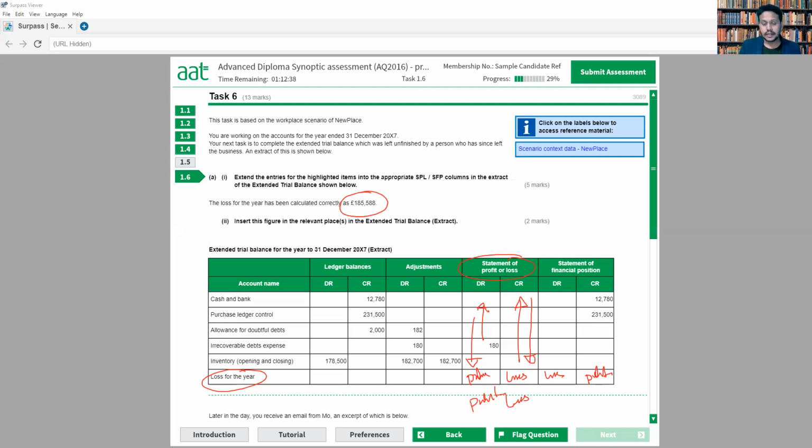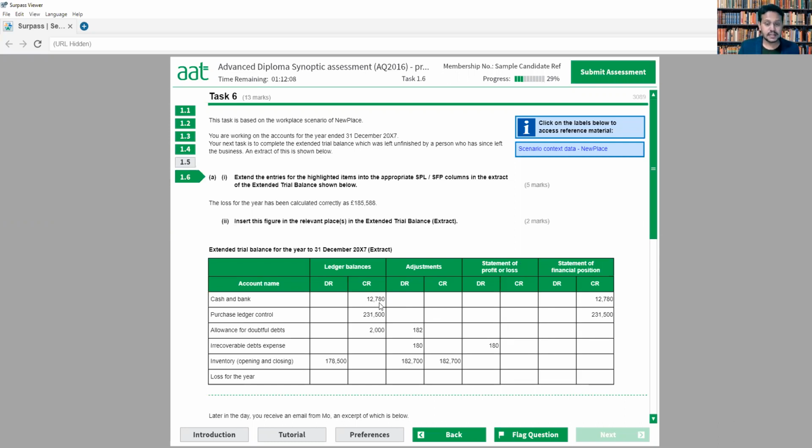All right, so let's start. Let's complete this one. The first one, cash at bank. There is no adjustment. It will not go to the profit and loss account. Cash at bank is an asset and it will go to the statement of financial position. On the ledger balance it is on the credit side, which means it is a bank overdraft. That's why it goes on the credit side of the statement of financial position, because it's a liability.